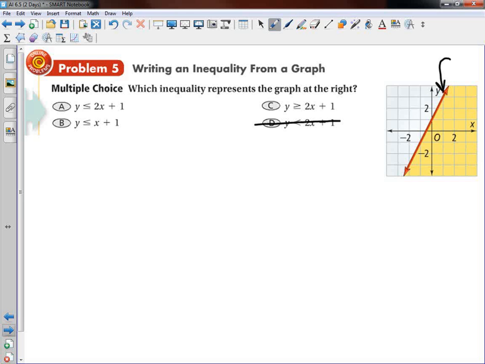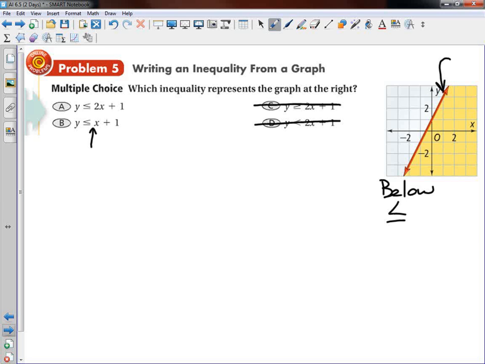Okay? Next, I can look at, say, the shading. The shading is below, and we know shading below is going to be a less than or equal to sign. So since I know it's a less than or equal to sign, that's going to get rid of C, because if it was C, it'd be shaded above. Okay, so we've eliminated 2. Now we're down to these last 2. And if I look, everything looks the same except for right there, right? And that's the slope.